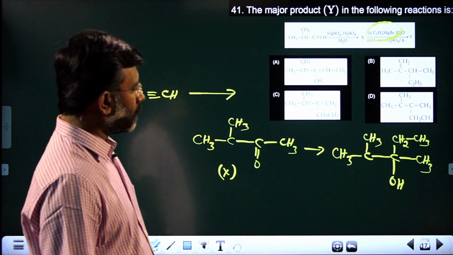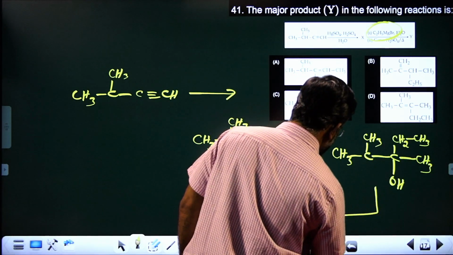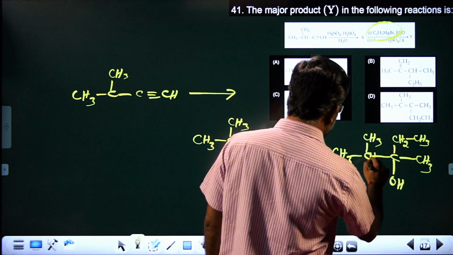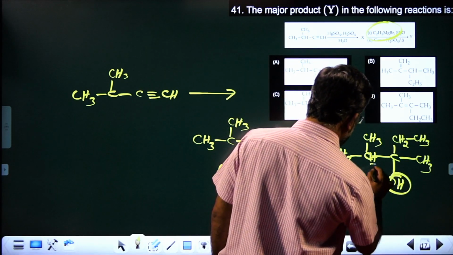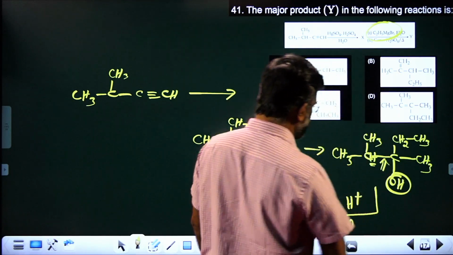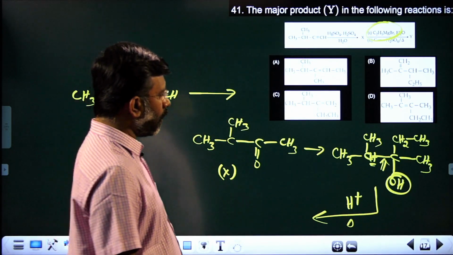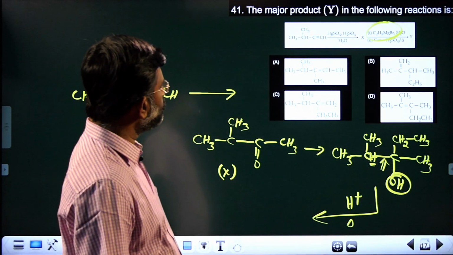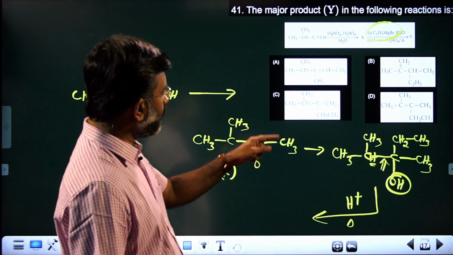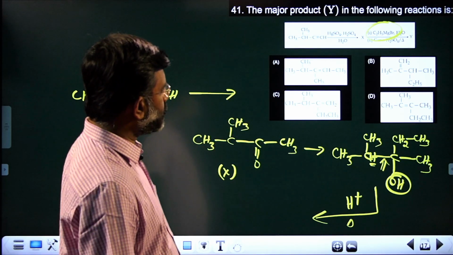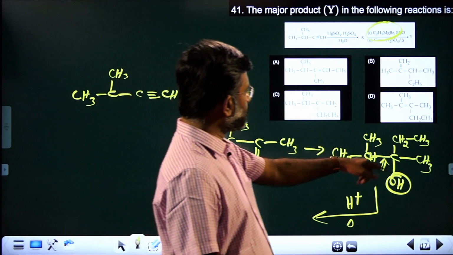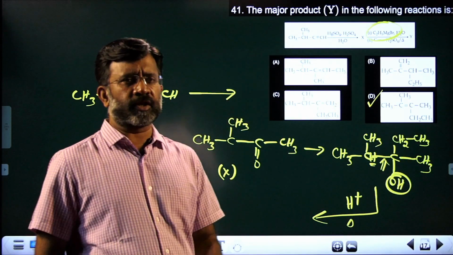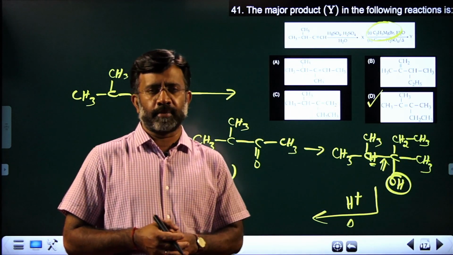Now heated with sulfuric acid means dehydration. It will undergo dehydration: OH and H are removed, and you will get a double bond over this region. The correct answer is CH3CH, double bond, C, CH3, CH2CH3. The correct answer is option D. Saytzeff product, the most stable alkene, is predominant.